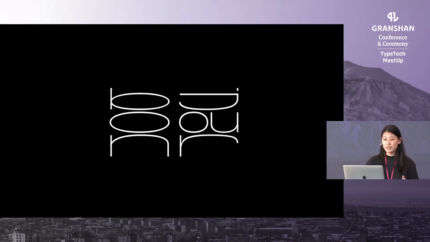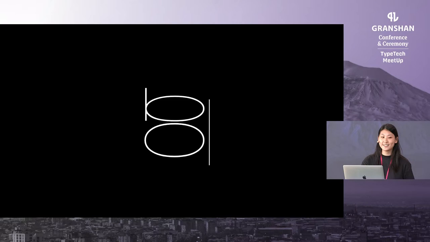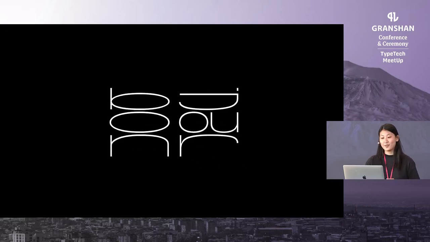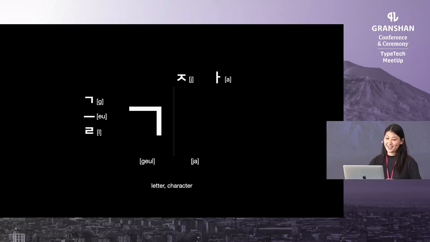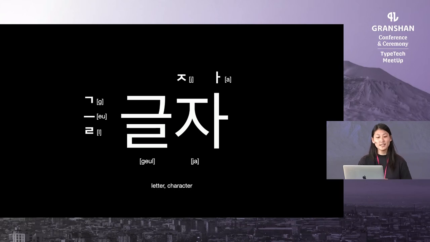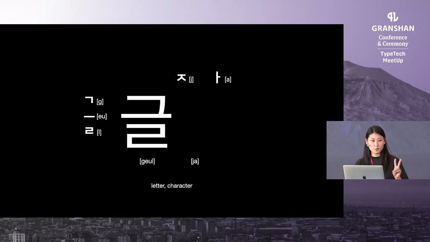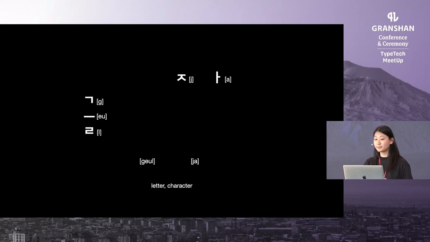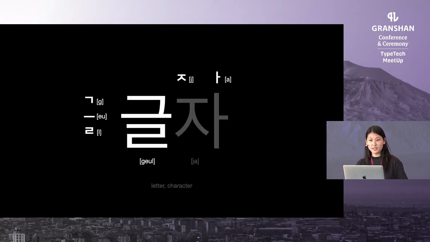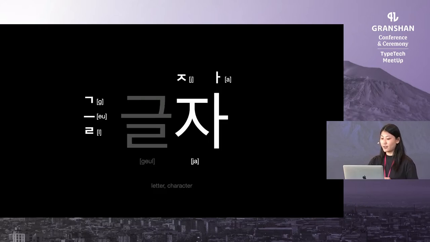For the design of this typeface, I followed the same logic as Hangul. For those of you who are not so familiar with Hangul, Hangul is a phonetic writing system that works in syllabic blocks. So one composed character represents one syllable. Here you can see the word 글자, meaning letter or character, written in two blocks, so in two syllables. The character on the left represents the syllable 글, which is composed of 그, 으, 엘, 글. And the character on the right is the syllable 자, composed of 즈 and 아, 자.